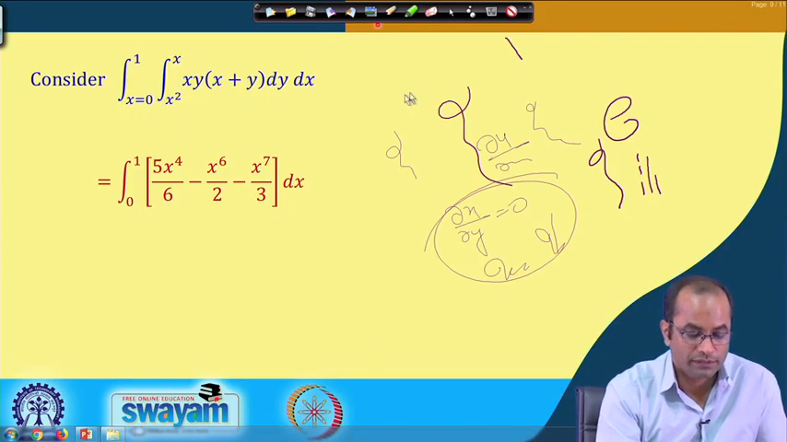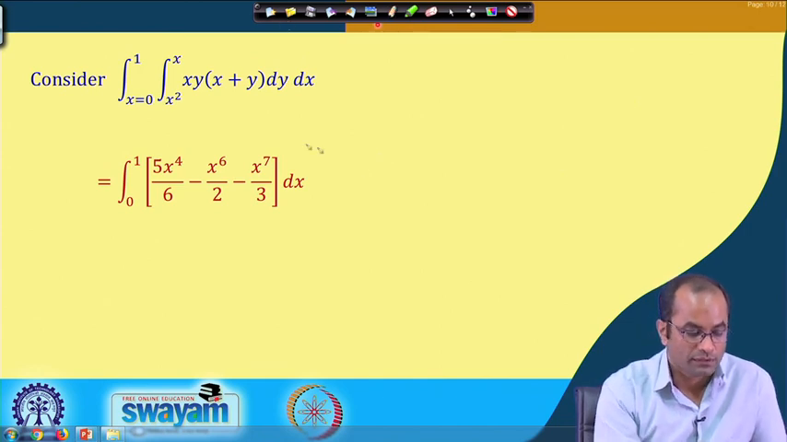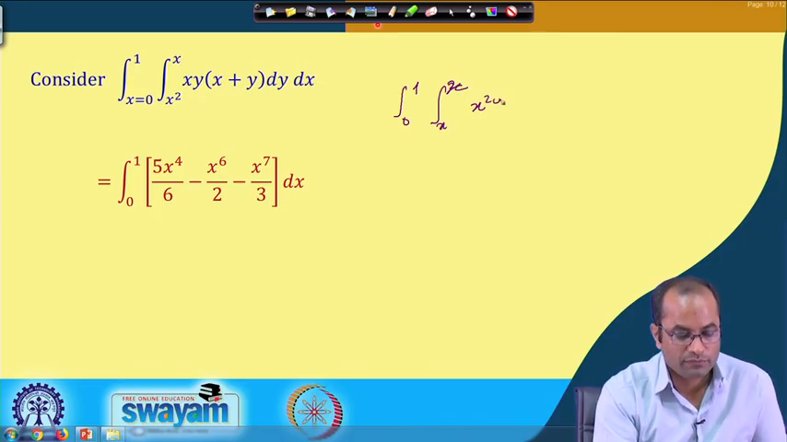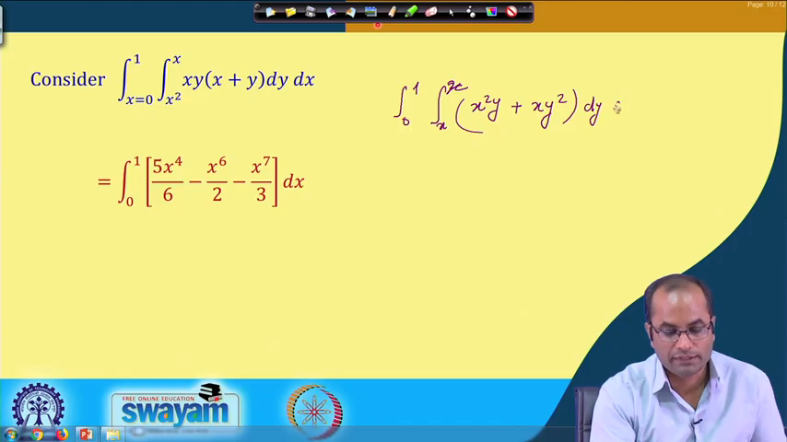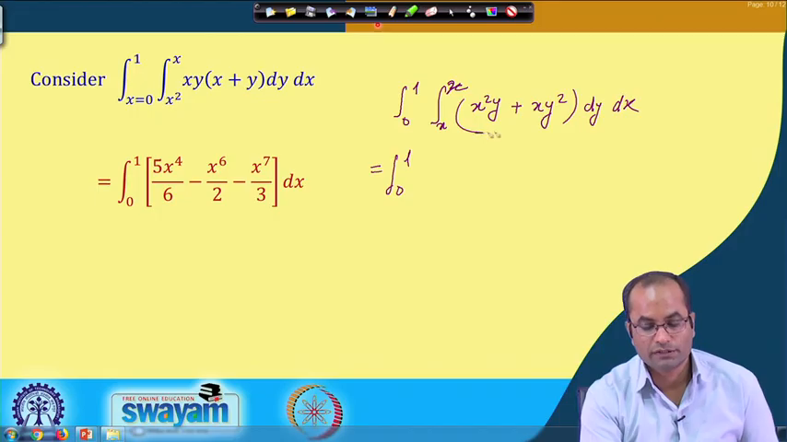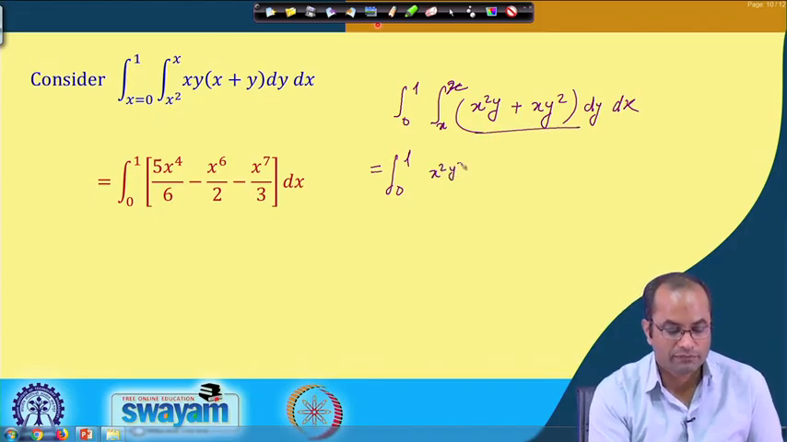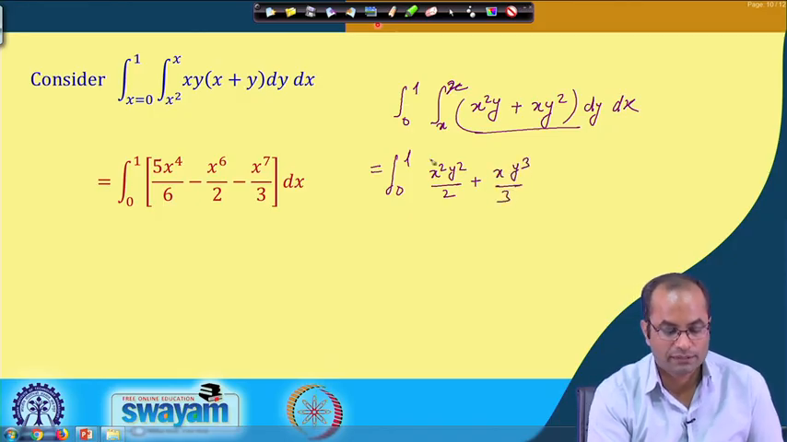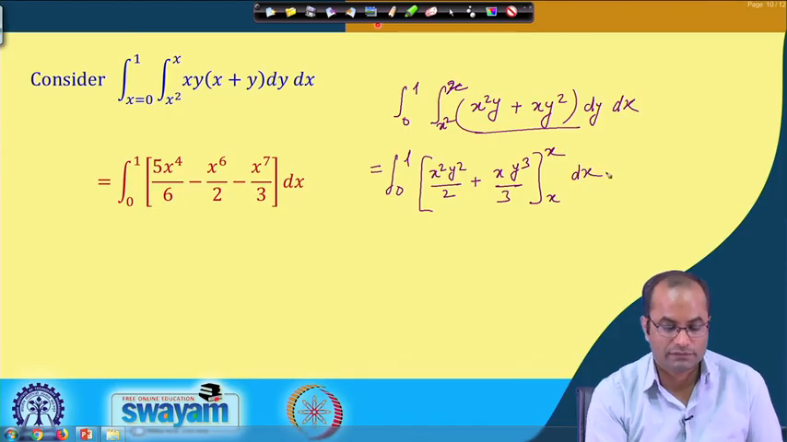So, this is how we are doing. This is the integral of the inner one. We have this integral from 0 to 1, and then x square to x, the integrand is x square y plus x y square with respect to dy and then dx. This we will integrate now with respect to y. So, we will have x square and y square by 2, then we will have x and y cube by 3, that is the integral, and then we put the limit from x square to x, and then we have the outer integral dx.